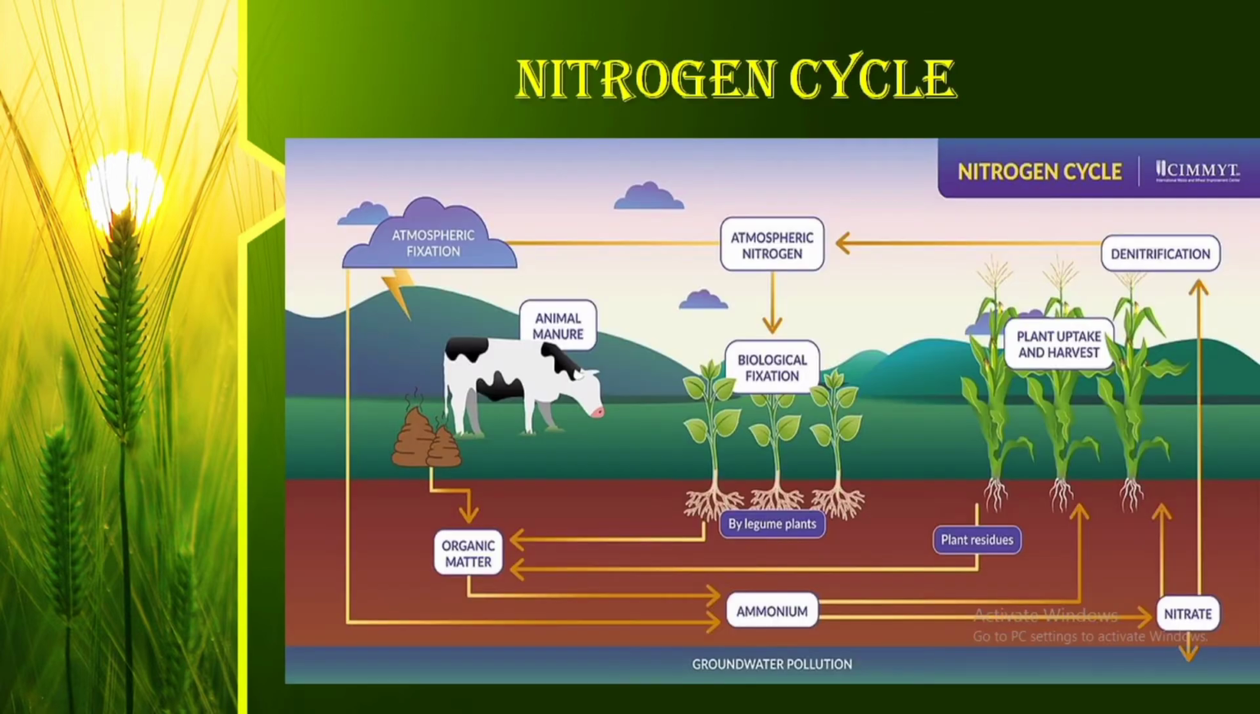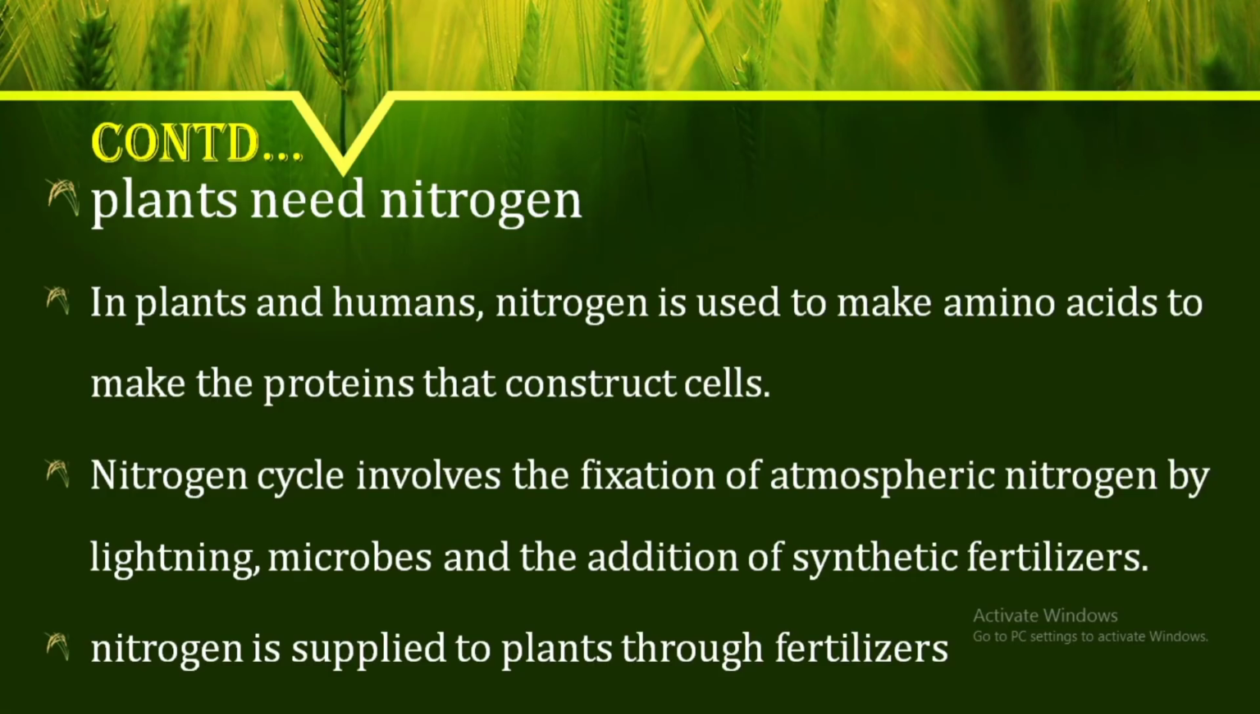Now let us see what is nitrogen cycle. Atmospheric nitrogen must go through a natural process called nitrogen fixation to transform before it can be used for plant nutrition. Why do plants need nitrogen? In both plants and humans, nitrogen is used to make amino acids, which make the protein that constructs cells and is one of the building blocks for DNA.